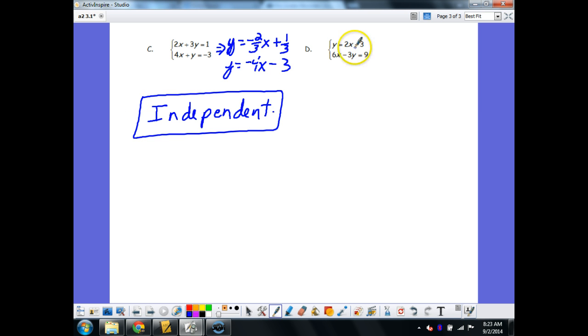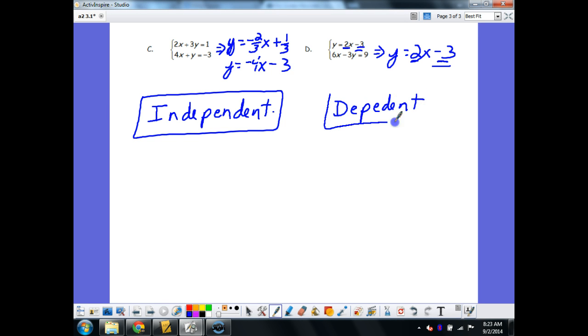And finally, the top one is already in slope-intercept form. To get the bottom one into slope-intercept form, we would subtract 6x, then divide by negative 3. So negative 6x divided by negative 3 is positive 2x. The 9 divided by negative 3 is minus 3. Now you'll notice that these two have the exact same slope and same y-intercept, which means they are the exact same line. So they have infinitely many solutions, which makes it a dependent system.